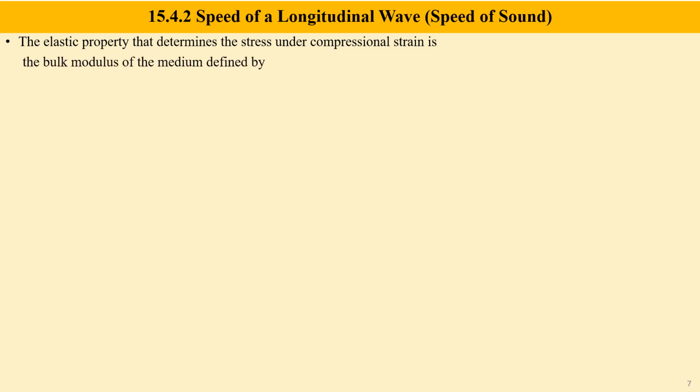The elastic property that determines the stress under compressional strain is the bulk modulus of the medium, defined by the relation B is equal to minus delta P divided by delta V by capital V. Here, the change in pressure delta P produces a volumetric strain delta V by V. B has the same dimensions as pressure and is given in SI units in pascals.